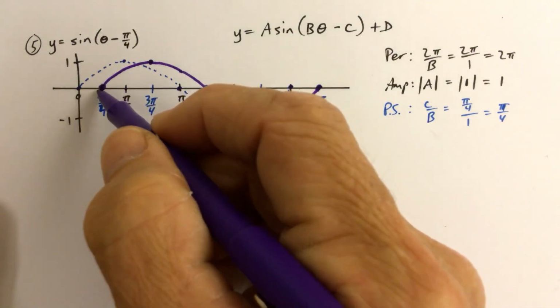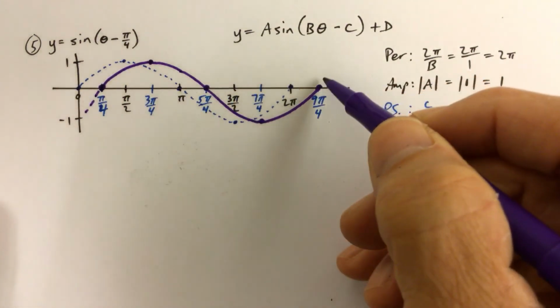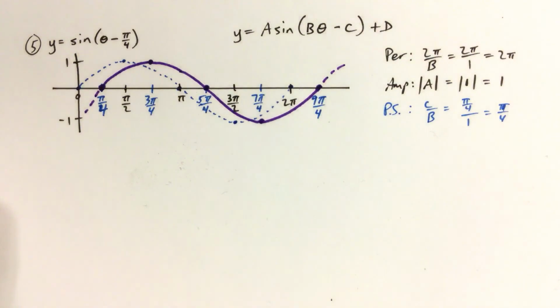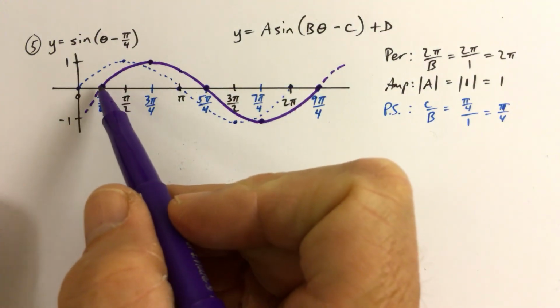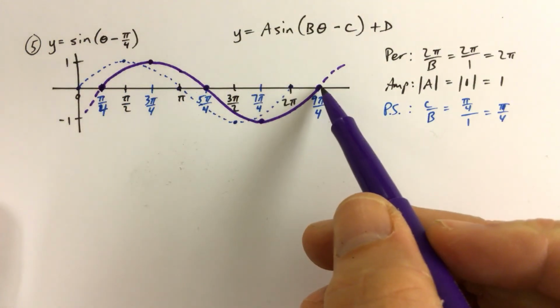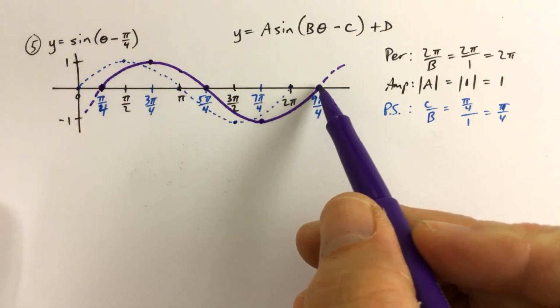And there you have it. And that does keep going, but again, we only need to draw the graph of the function over 1 period. And so the period, our period here would be from pi over 4 to 9 pi over 4. That is a period of 2 pi radians.